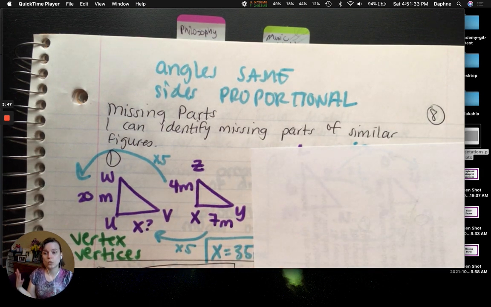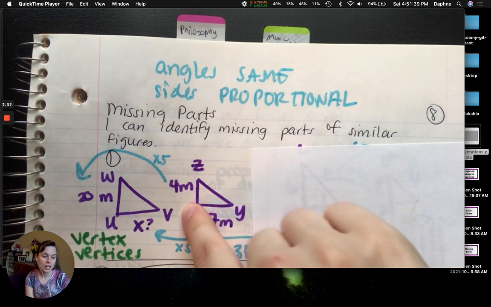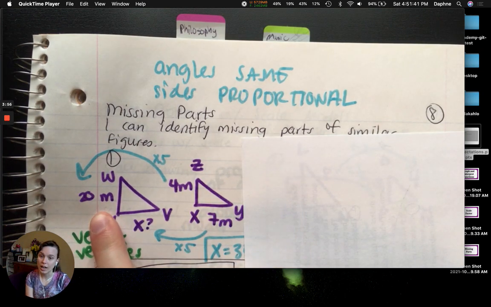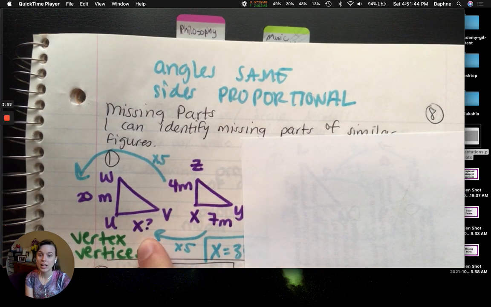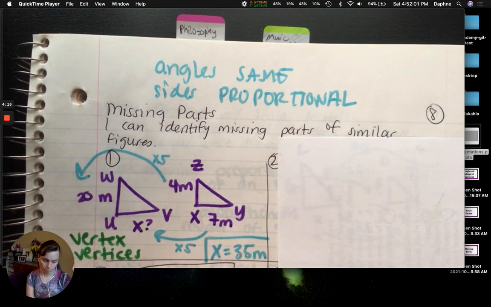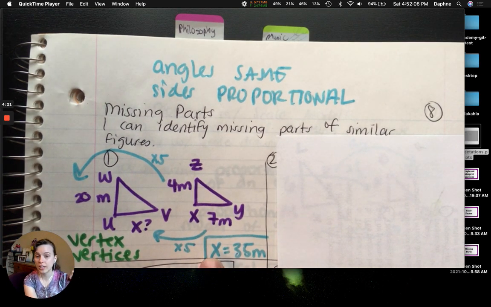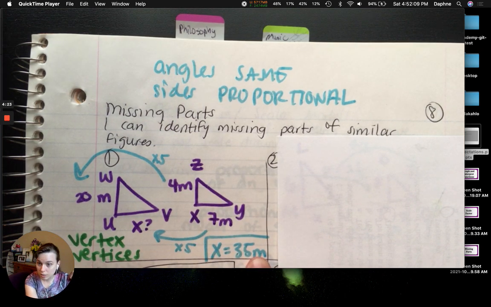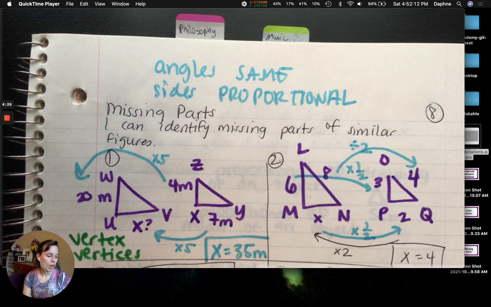So we can look at this as we've done before in the past, and we can see that 4 times 5 gets us its corresponding side of 20, and 7 times 5 would then get us 35 meters. I know I can multiply 7 by 5 because I know these are all similar. And if they're similar, they have a scale factor. In this case, the scale factor is 5, going from the small to the big triangle. 7 times 5 is 35. I stick on the meters, I include the variable I'm looking for. So I include the x equals and I include the meters. That's example 1.